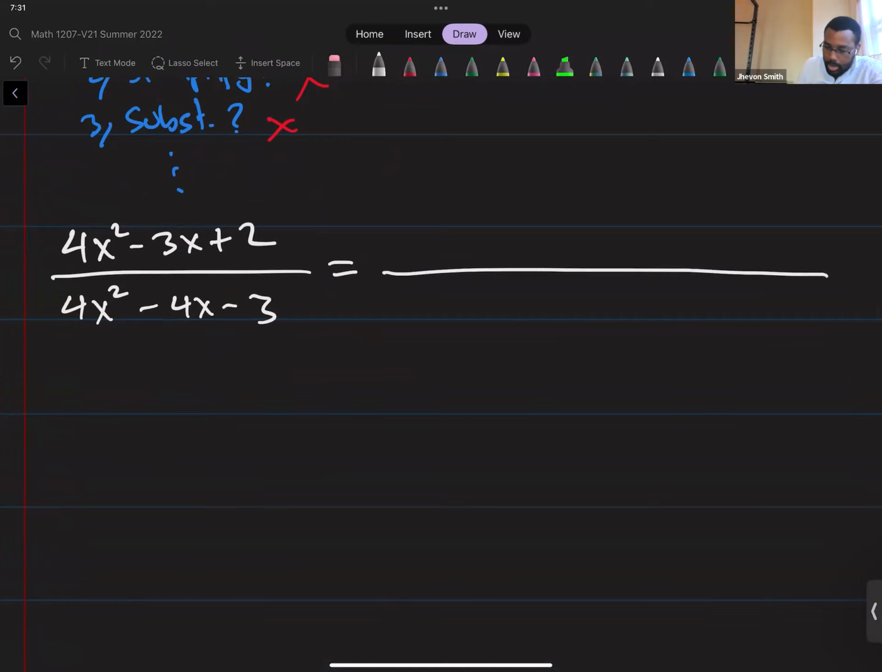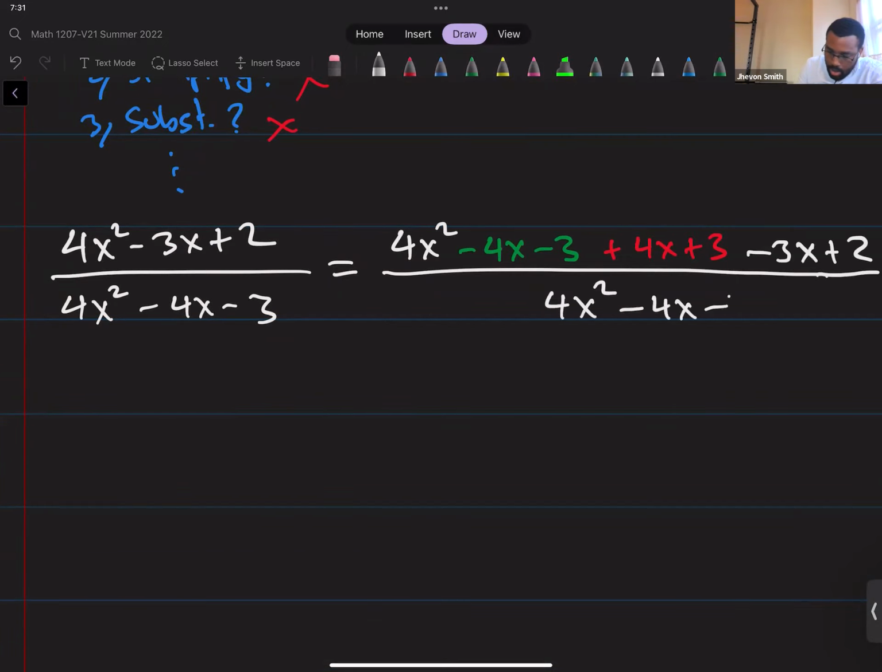Can use the algebraic manipulation trick. So 4x squared, I want to get the denominator in the top, so I'm going to add a minus 4x minus 3 and then subtract them again. So that leaves me with 4x squared minus 4x minus 3. What's left over is I have a 4x minus a 3x, so that's plus x. And I have a 3 plus a 2, plus 5.